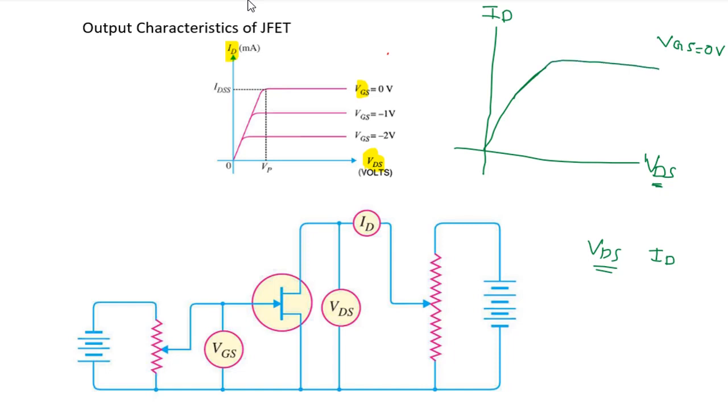The voltage above which ID becomes constant is said to be pinch off voltage. So here at this voltage, after that the ID is a constant, and this voltage is said to be pinch off voltage VP. After VP, the channel width becomes so narrow that the depletion layers will almost touch each other. So ID will not rise further and ID remains a constant.